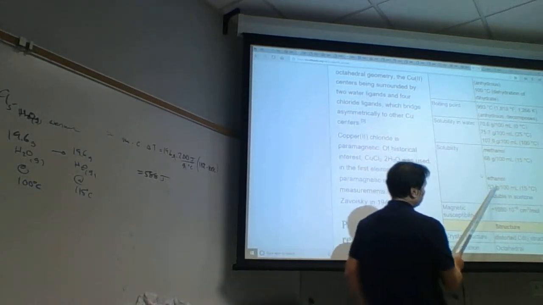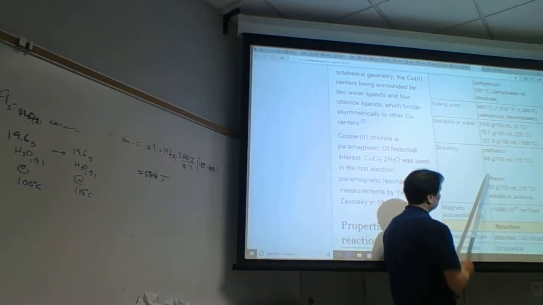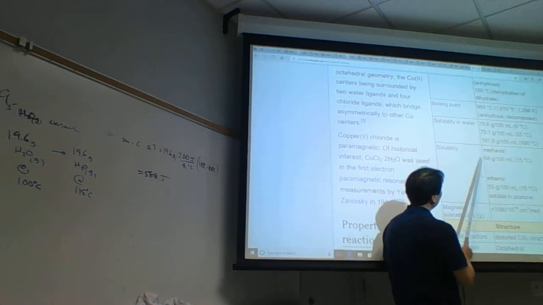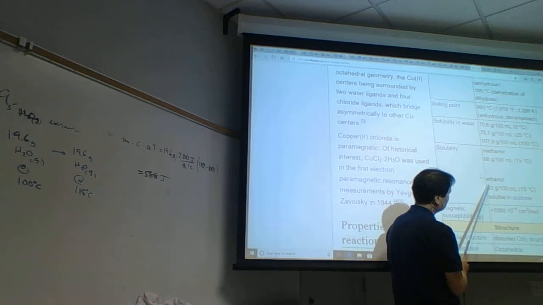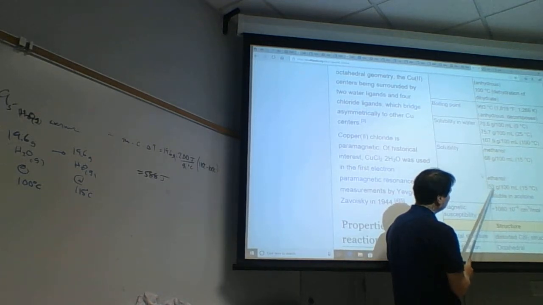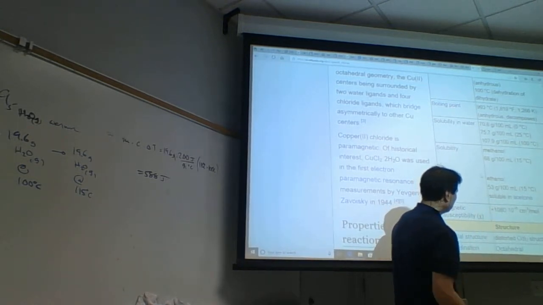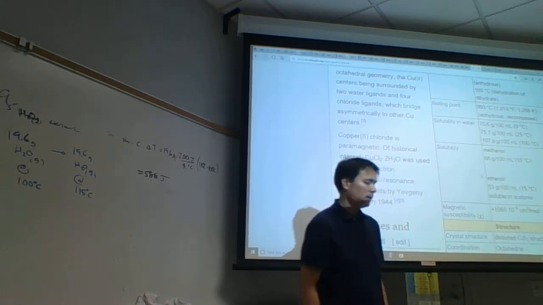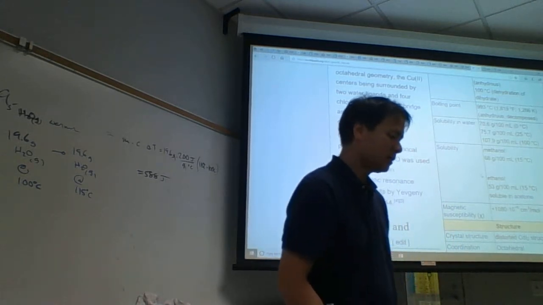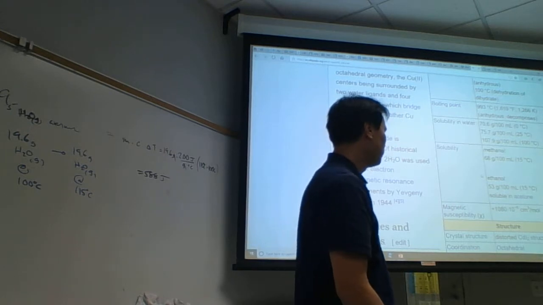In ethanol, 53 grams. Methanol, ethanol, they're polar like water. Methanol, hydrogen bond like water. A little less soluble in ethanol. But it's soluble in acetone. What do they mean by that? That means there's some things that are infinitely soluble.